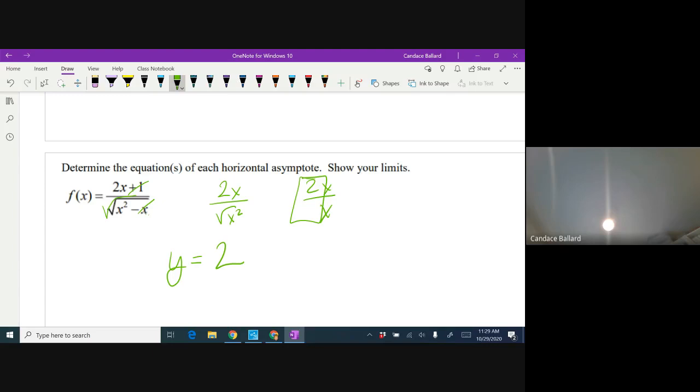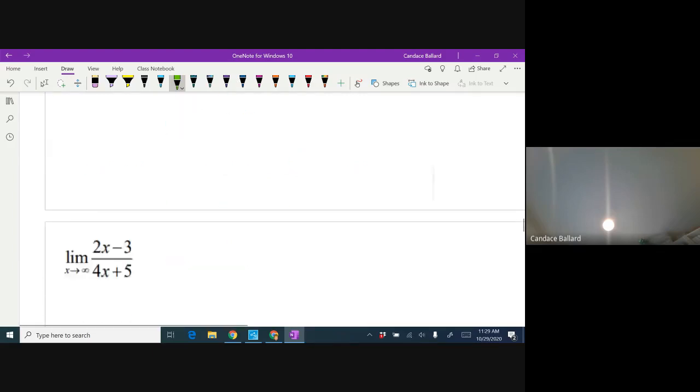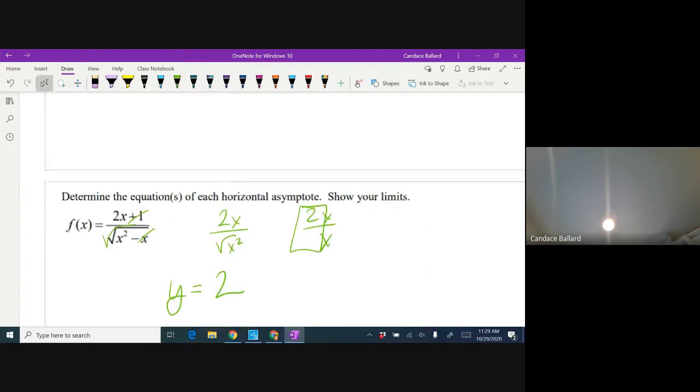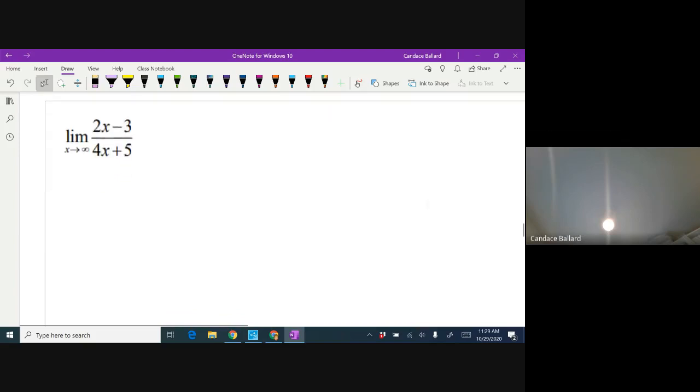Okay? All right. If this is making more sense now, can you give me a smiley face in the chat, please? Okay. Thank you for the smiley faces in the chat. I'm glad that that's going better. All right. Let's look at the limit as x approaches infinity. This is no different than the horizontal asymptotes, you guys. It's the same thing. So what do you notice about your exponents in this one? Are they the same? Is the top bigger or is the bottom bigger?